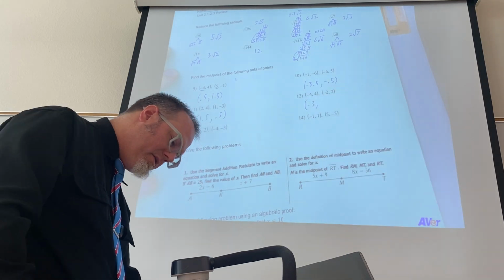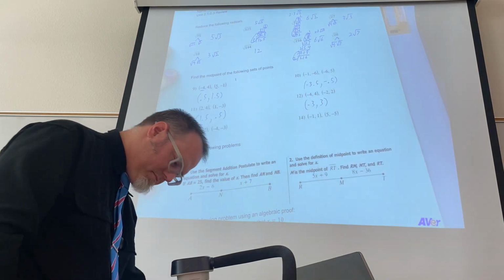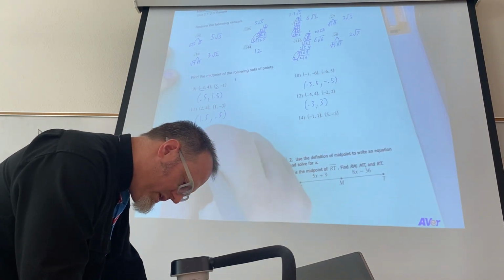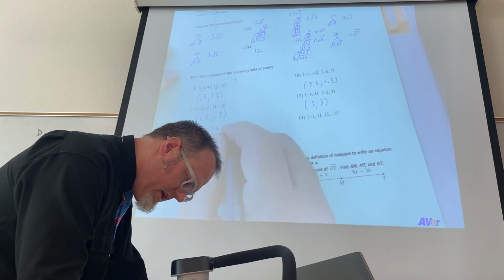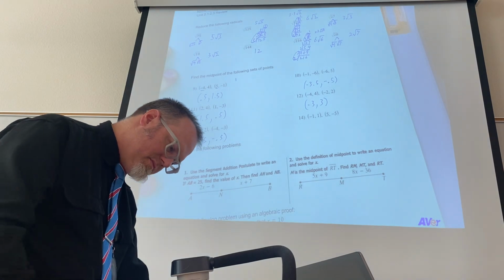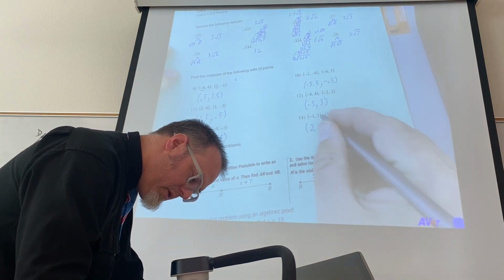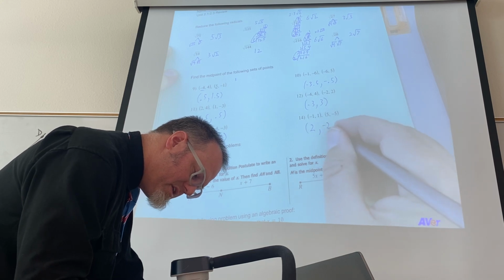Finally, one that came out even. 4 and 2 is 6. Divided by 2 is 3. 5 minus 4 is 1. Divided by 2 is a 1/2. 2 minus 3 is a negative 1, so that's a negative 1/2. 5 minus 1 is 4. Divided by 2 is 2. And 1 minus 5 is negative 4. Divided by 2 is negative 2.